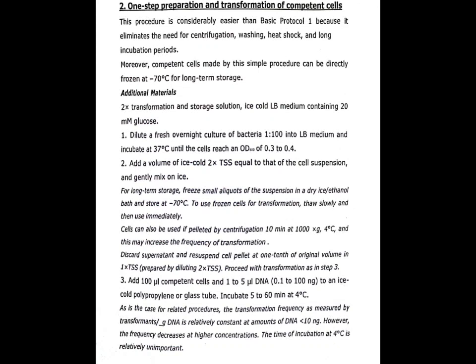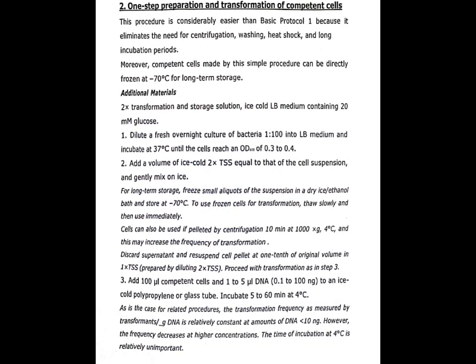Step number 2, add a volume of ice cold 2 times TSS equal to that of the cell suspension and gently mix on ice. For long-term storage, freeze small aliquots of suspension in dry ice ethanol baths and store at negative 70 degrees Celsius. To use frozen cells for transformation, thaw slowly and then use immediately.